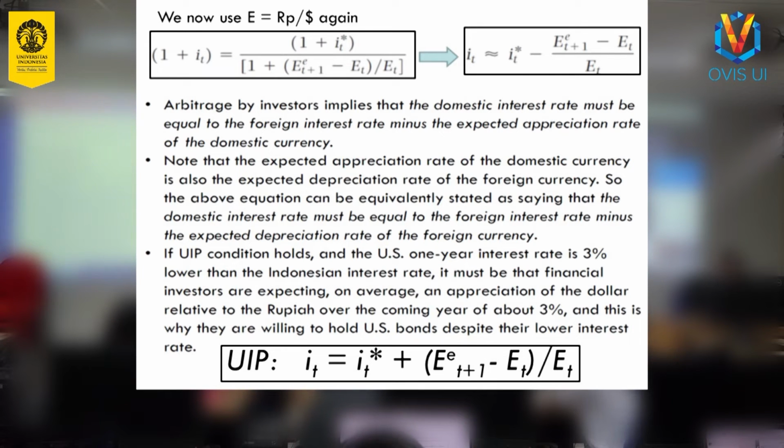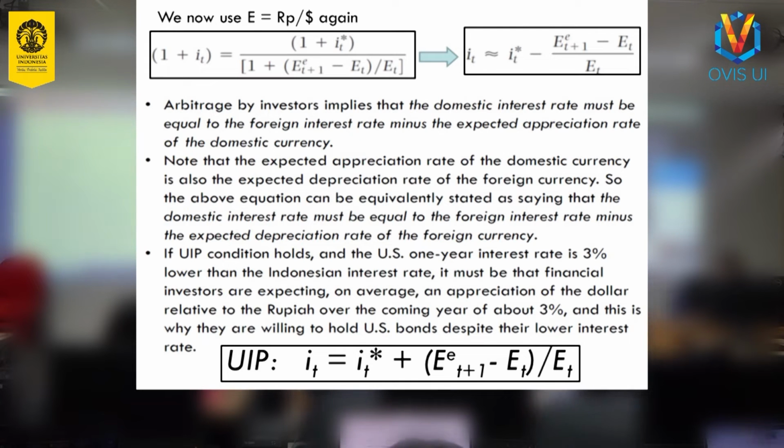But actually, from this equation, there's another way out. Remember, if this increases, another way out is that this has to go up, right? So if this goes up, then the domestic interest rate has to go up. Yes, indeed, that is the case. That's what the IMF told the Indonesian government in 1997. You have to increase the interest rate, because the pressure from this numerator is so high.